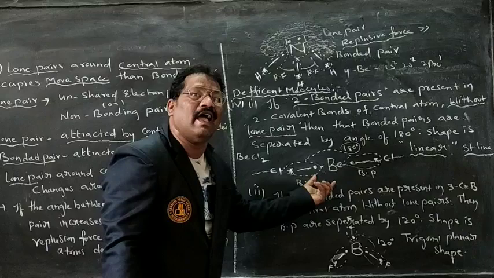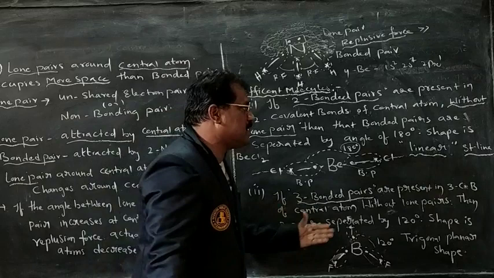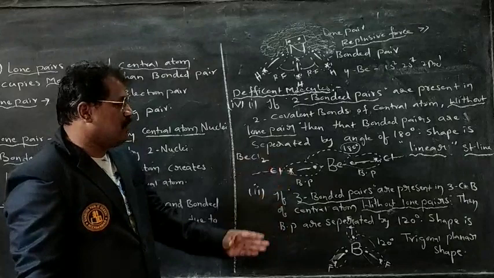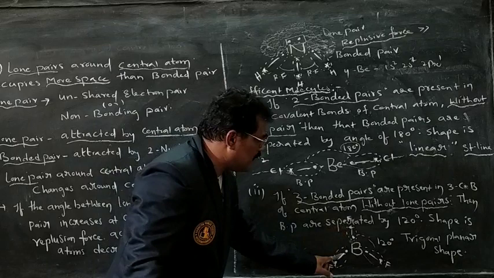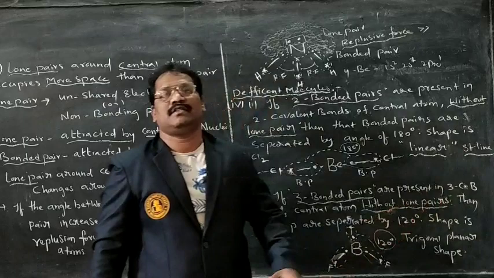Coming to the next point, what is that? If there are 3 bond pairs, 3 covalent bonds are formed and there is no lone pair. Without any lone pair, how many bonds will be formed here? 1, 2, 3 bonds will be formed, such that the bond angle between these 3 bonded pairs will be equal to 120 degrees. And the shape of the molecule is called trigonal planar.